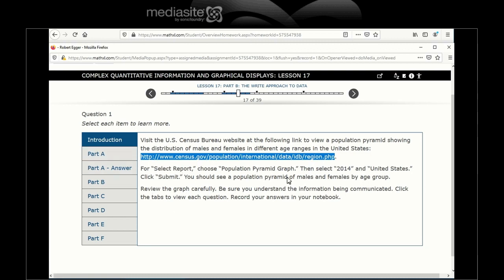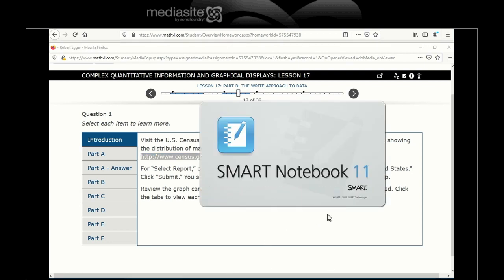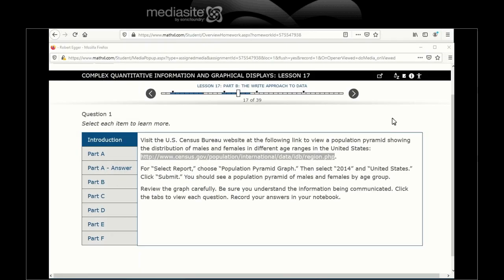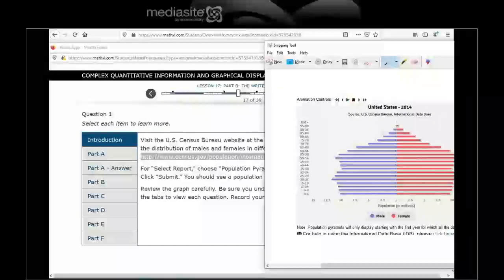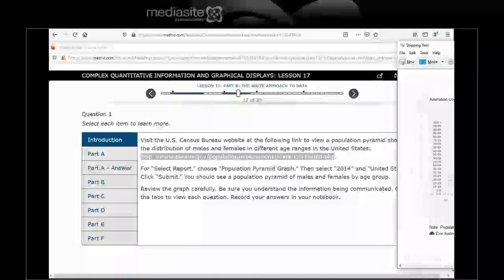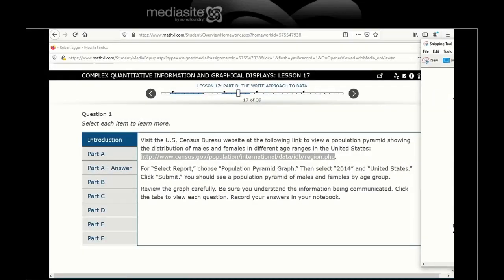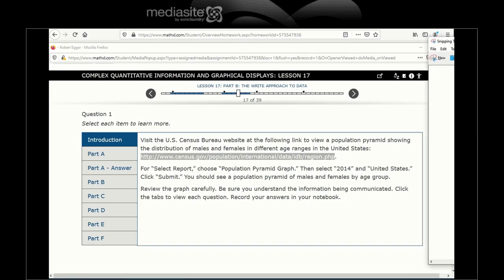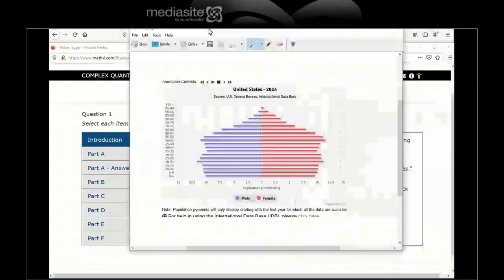For select report, so we're looking for this one. So here is our graph. It's pretty good. Okay. It says review the graph carefully. Be sure you understand the information being communicated. Click the tab to view each question. Record your answers in your notebook.